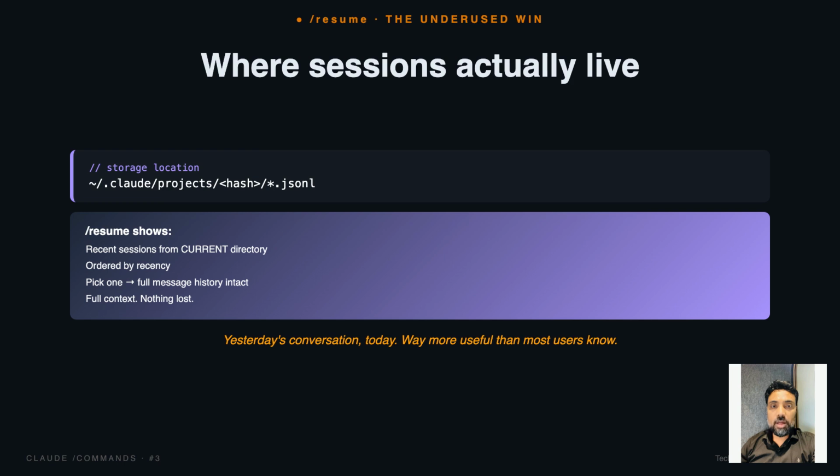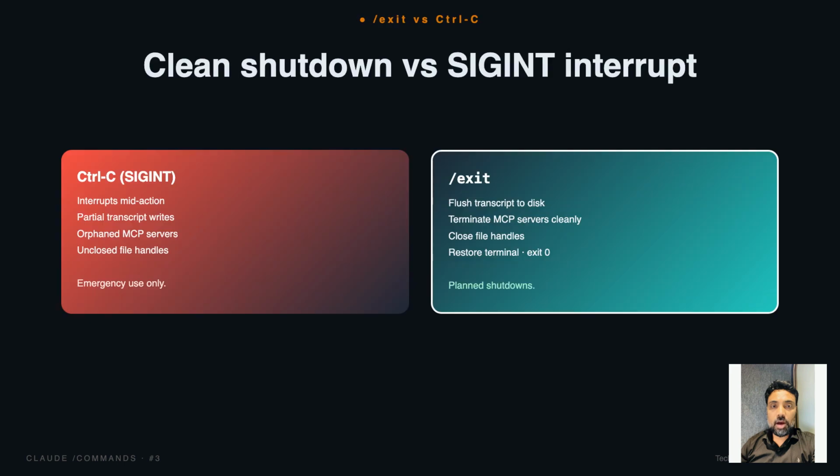Okay, /exit in detail. /exit is a clean shutdown. When you run it, Claude does 4 things in order. First, it flushes any pending writes to your session transcript on disk. Second, it terminates all active MCP server connections cleanly, so those processes shut down without leaving orphaned resources. Third, it closes any open file handles, releases the terminal state, and prepares to exit. Fourth, it exits the Claude Code process with a 0 exit code.